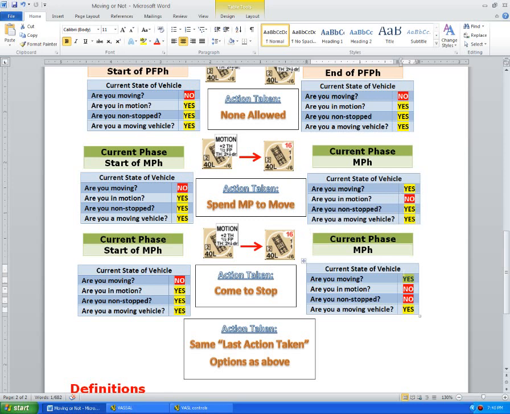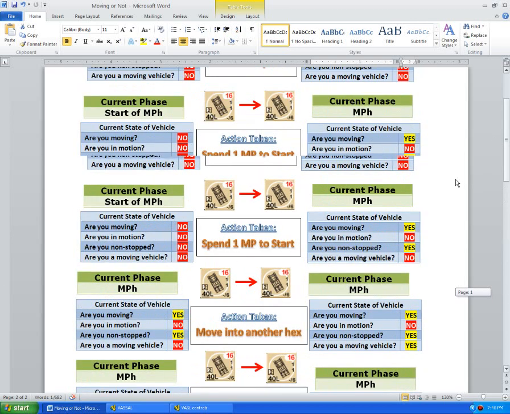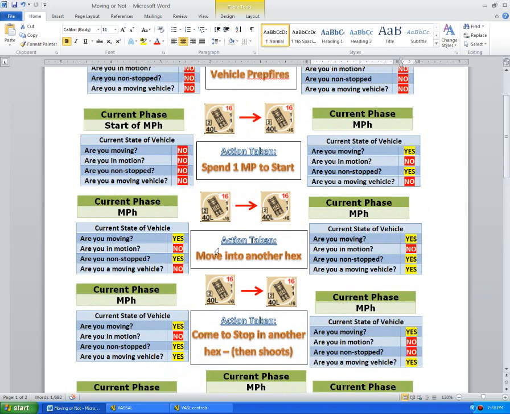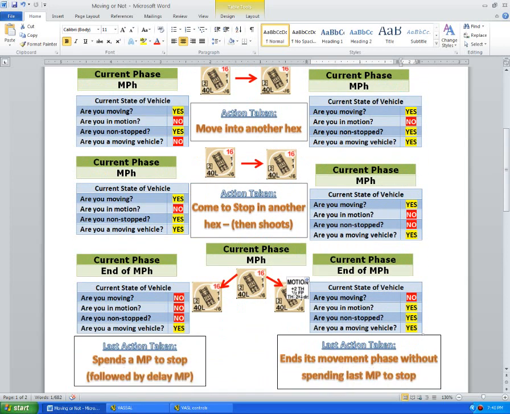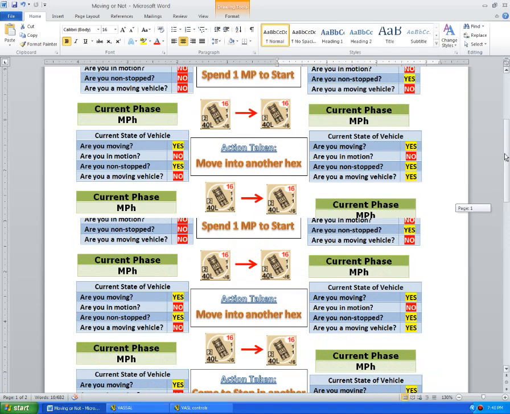So once we start spending movement points, whether that's to stop the vehicle or to move the vehicle, we lose our motion counter, and then we simply go back up to our first sheet here. We start spending our movement points and following along the flow chart, moving into other hexes, coming to a stop, spending movement points to start, spending movement points to move into another hex, maybe stopping again. And then finally, when we come to the very end, we've got to decide whether we're going to spend our last movement point to stop, followed by any number of delay movement points, or we are not going to spend our last movement point to stop, and we will stay in motion, and then we'll get to start the process all over again.